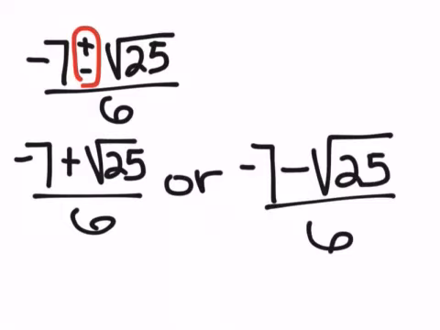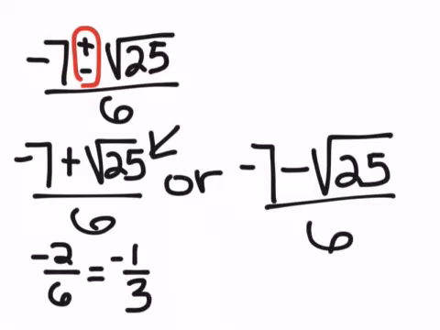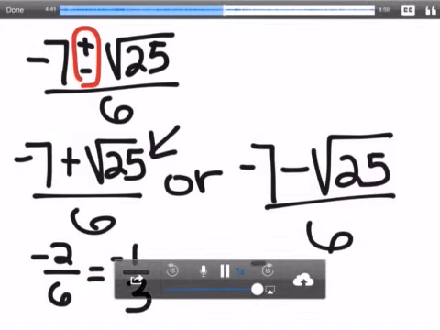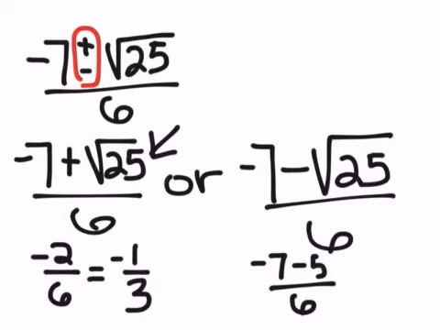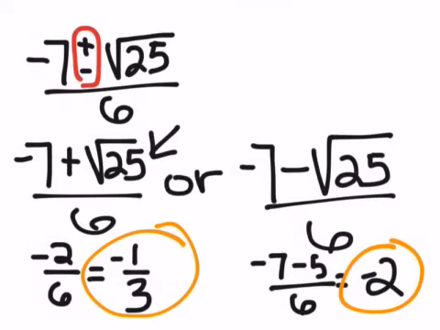So the square root of 25 is 5. Okay, I'm back here on this first one. And 5 plus negative 7 is negative 2. So I have negative 2 over 6, or negative 1/3. On the other side, I have negative 7 minus 5 over 6. So that gives me negative 12 over 6, which is just negative 2. So the answers are negative 2 and negative 1/3.